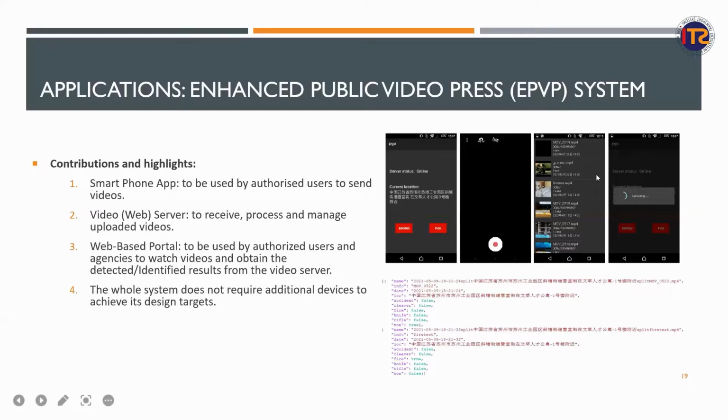Okay, so take a look here. On the right-hand side, we see more or less our smartphone app, where we can upload the video on the fly or just a recorded video. Both options are supported by our system now.